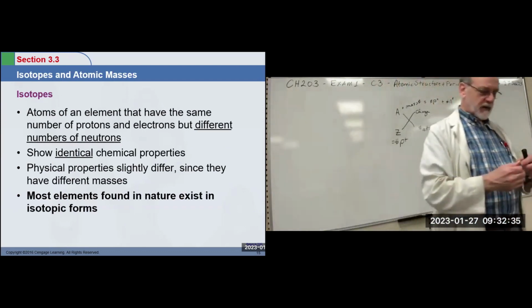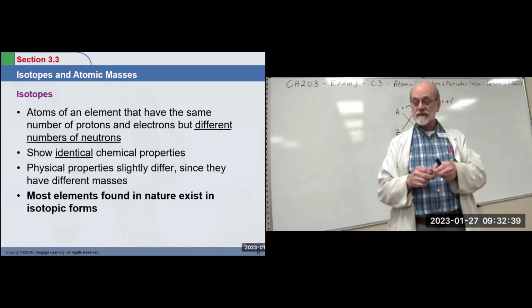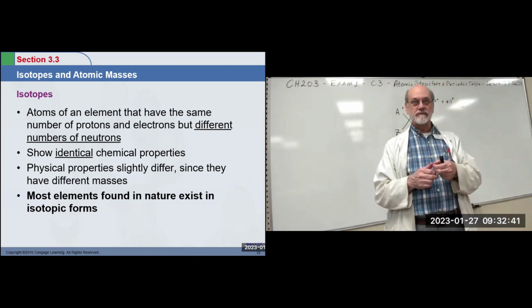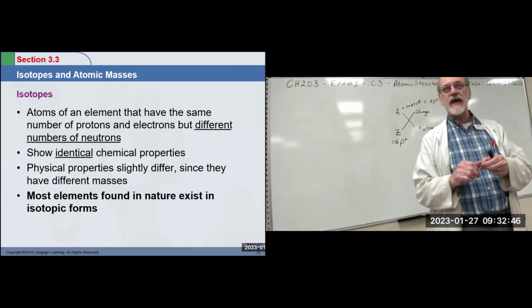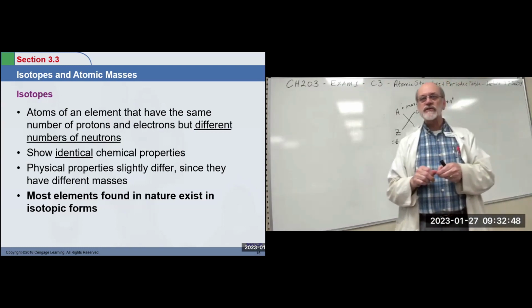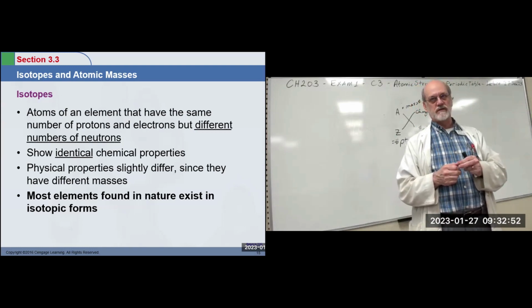Okay. The thing that can vary from atom to atom of the same element is the number of neutrons. Right? We can change the number of neutrons in the nucleus of the atoms of an element, and it will still have the same chemical properties because it has the same number of protons.